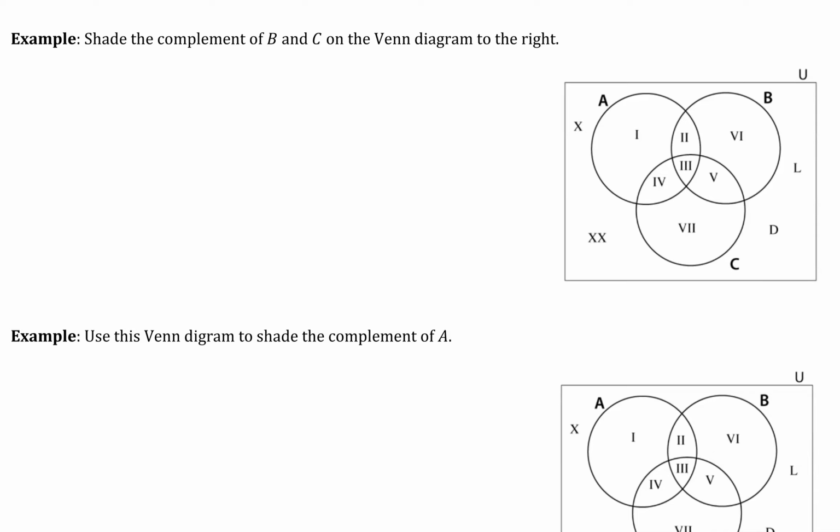In this video, we will go over two examples of shading Venn diagrams. In this first example, we're supposed to shade the complement of B and C on this Venn diagram to the right. So it's really important how we read this and how we interpret what this is asking us to do. So we're supposed to shade the complement of B and C.